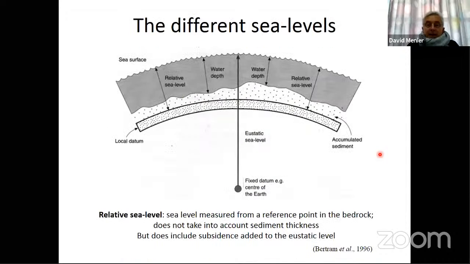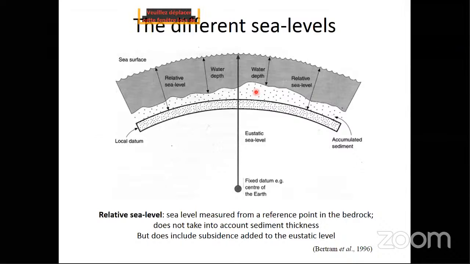What about the different sea levels? Relative sea level is the sea level measured from a reference point in the bedrock. It does not take into account sedimentary thickness, okay? Relative sea level is from the sea surface to the local datum. And you sometimes have accumulated sediment, and from the sea surface to the top of the accumulated deposit, we call that water depth. Water depth can change, as you know, while the relative sea level stays the same. The difference is the variations of the thickness of my sedimentary accumulations.